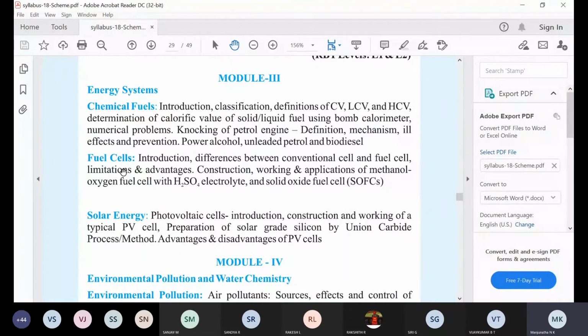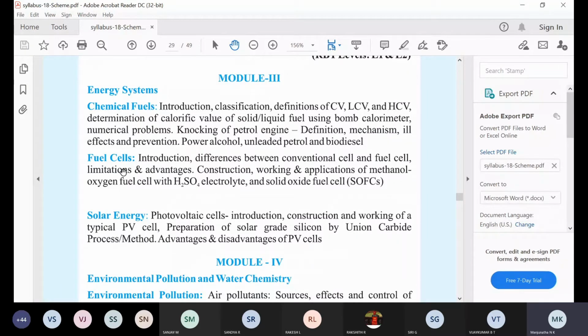Coming to these fuel cells, here also we are going to discuss the introduction, then the difference between fuel cells and batteries. And there are two examples in your syllabus for fuel cells. One is the methanol oxygen fuel cell and another one is the solid oxide fuel cell. So how to construct these two fuel cells and how they work, how they convert the chemical energy present in a fuel into electrical energy. This is the next unit in Module 3, that is fuel cells.